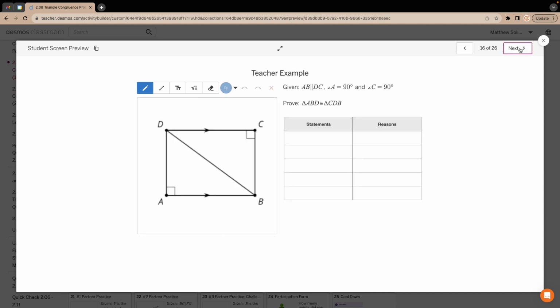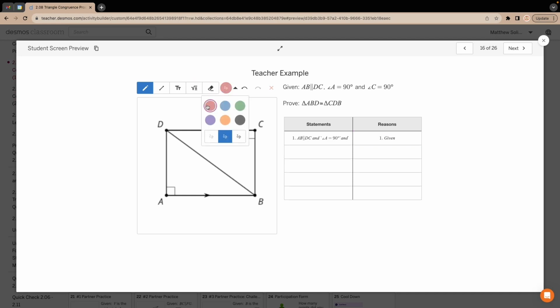So let's look at this example. I'm given some information, and I'm trying to prove triangle ABD is equal to triangle CBD. I'm trying to prove these 2 triangles are the same size. All right, so first, we always write down our givens. So step 1, I'm just going to copy and paste them. And so those lines are parallel, and these angles are 90 degrees. Cool. And we always say, okay, we're given that information. So that's our starting point.